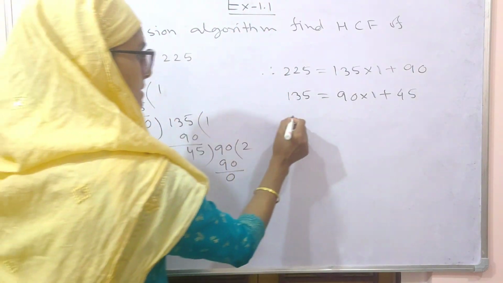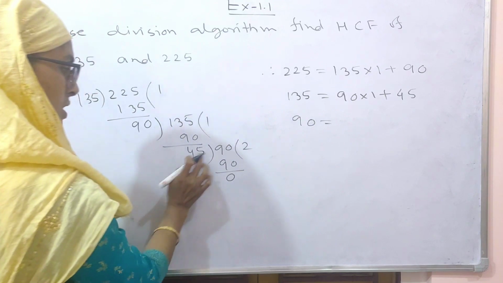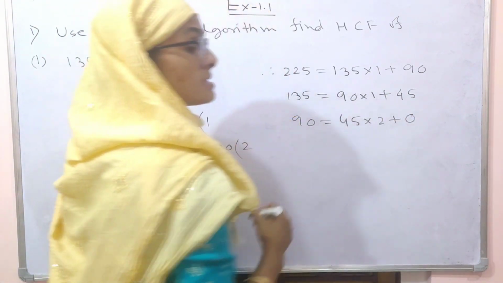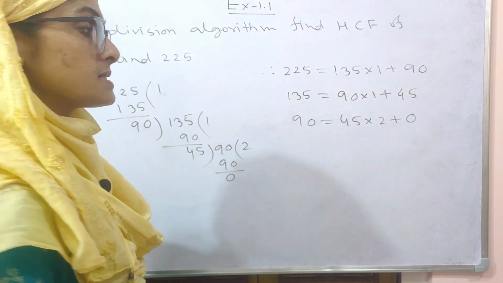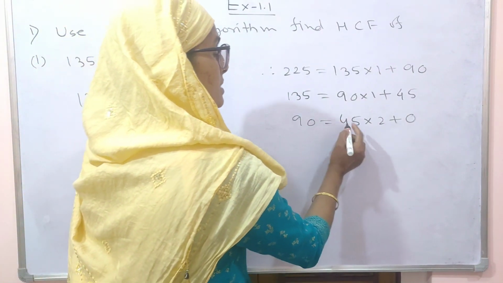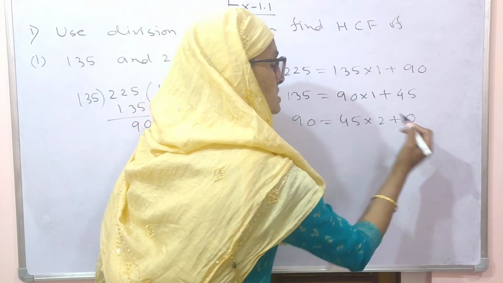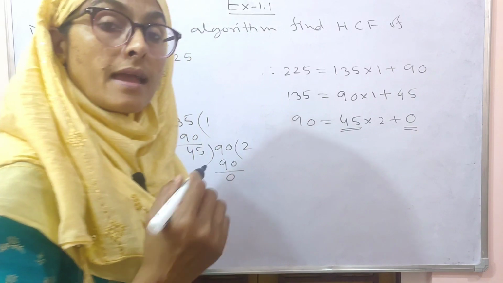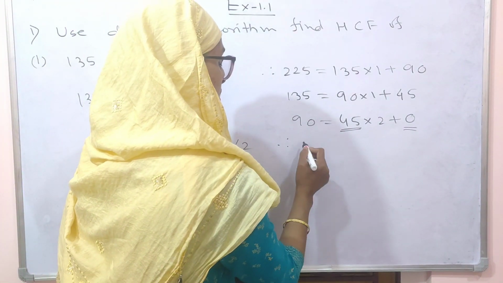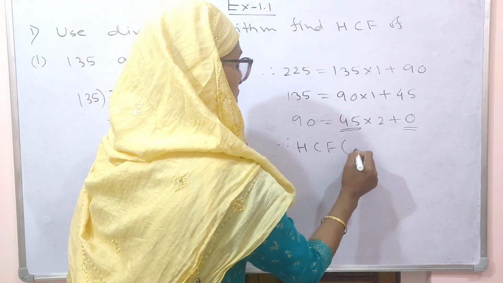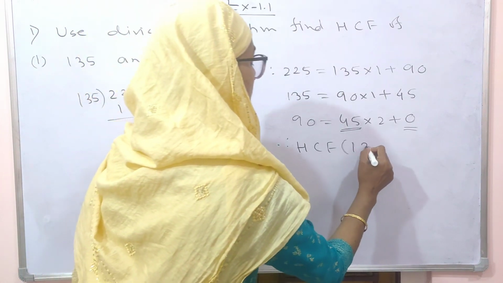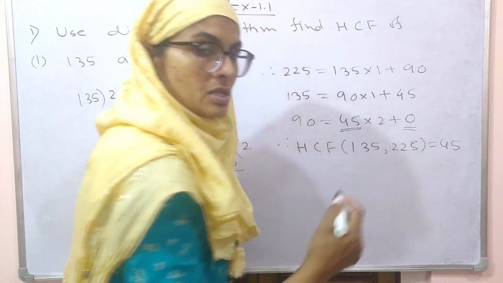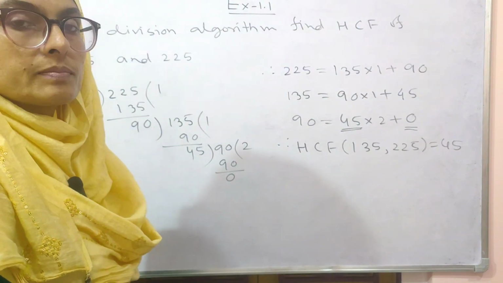Next, 90 divided by 45 is 2 plus remainder 0. So when you get the remainder 0, that divisor is called the HCF. Therefore, the HCF of 135 and 225 is 45. Remember this one. You can write the notes.